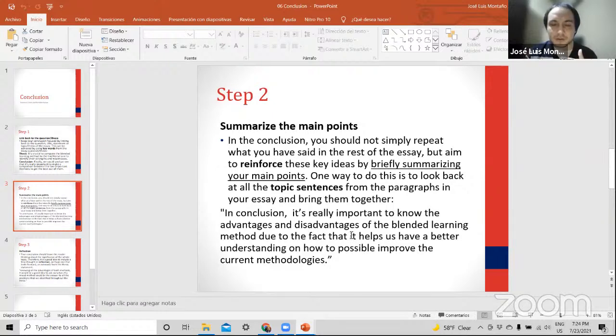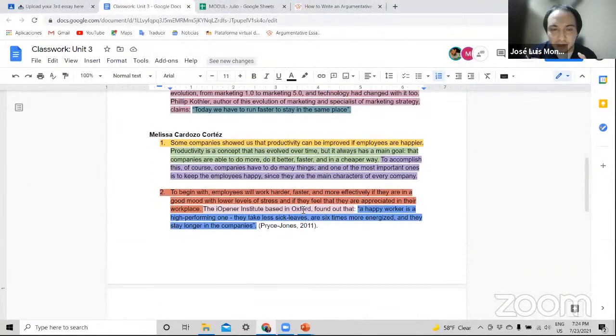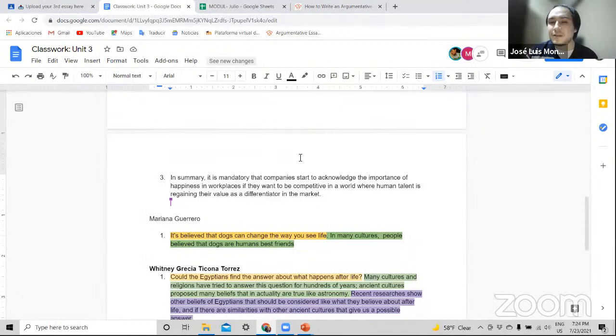So after, for example, what you mentioned, Melissa, you can give me 2 more ideas. The first idea is going to be related to what? To your first body paragraph, right? You're talking about how employees work harder, faster, and more effectively, right? If they are in a good mood. So try to give me a short summary of this idea. And we don't have the second idea yet, right? That's why I told you it's kind of hard to work the conclusion without that. But when you have the second body paragraph, also try to give me a short summary of that second body paragraph.